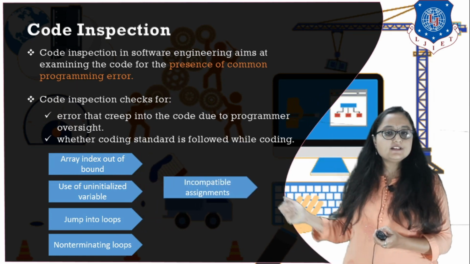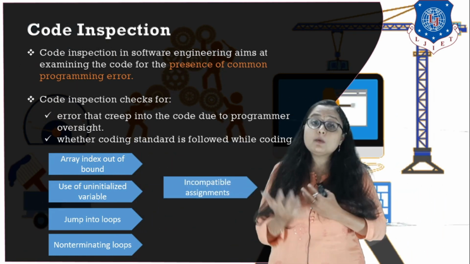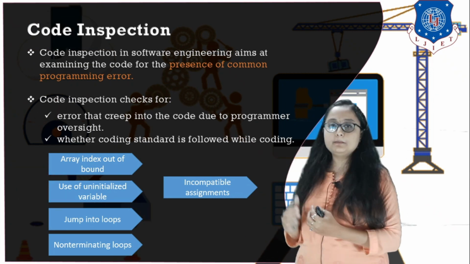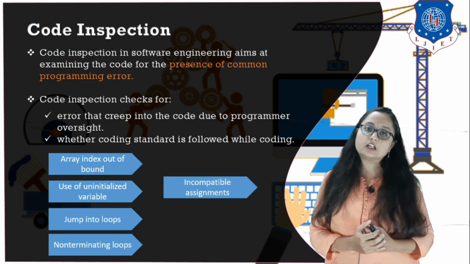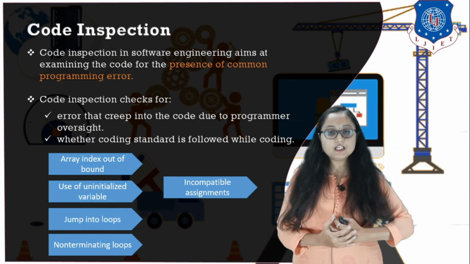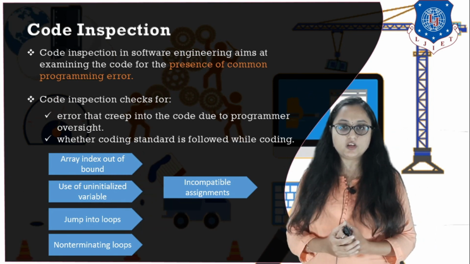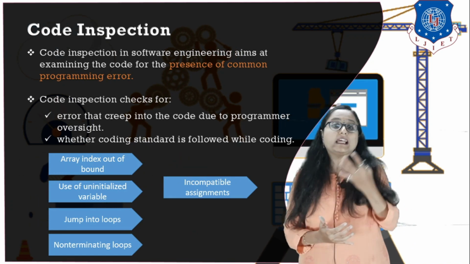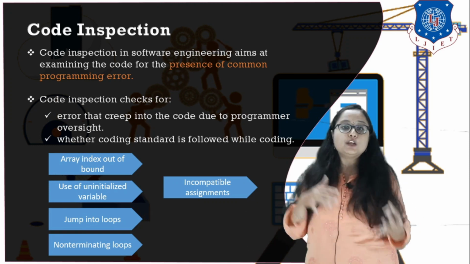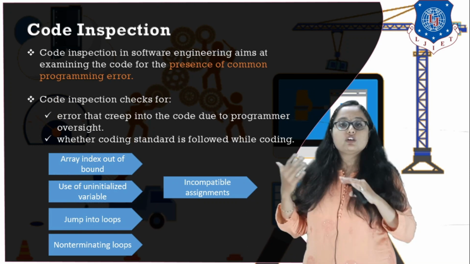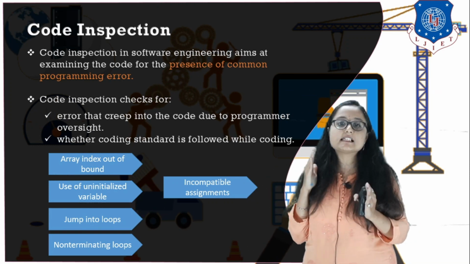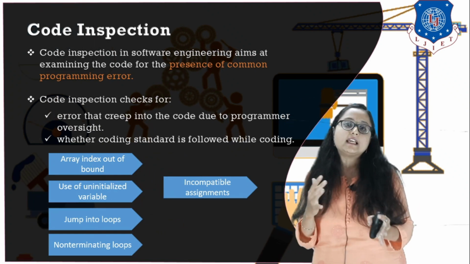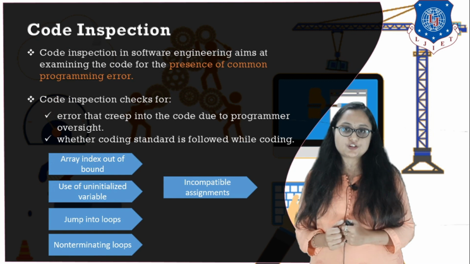The next common error in our code is incompatible assignment. Now what do you mean by incompatible assignment? It is related to incompatible data type, right? For example, if I have some variable that I have declared integer type and I am assigning a value that is float type, right? So what is this? This sort of assignment is known as incompatible assignment because the data types are not matched, right?